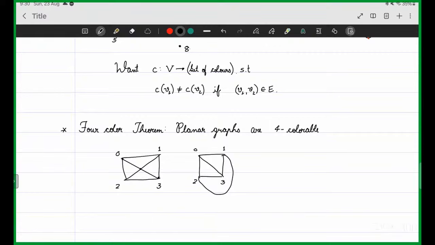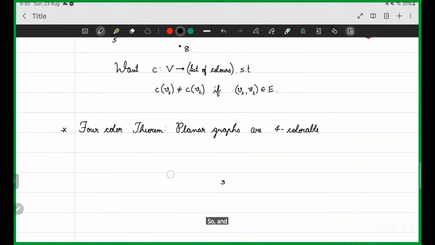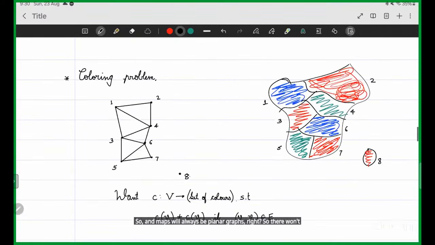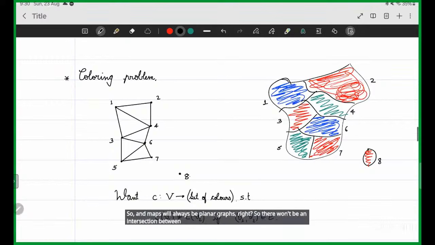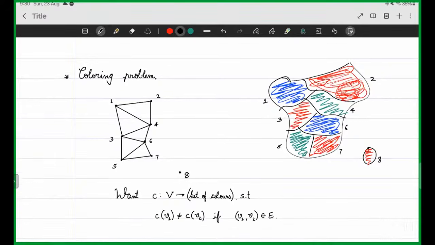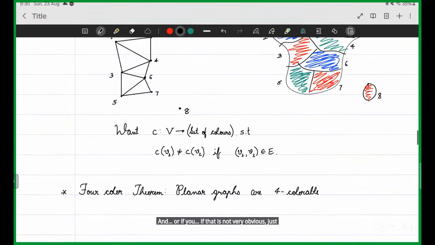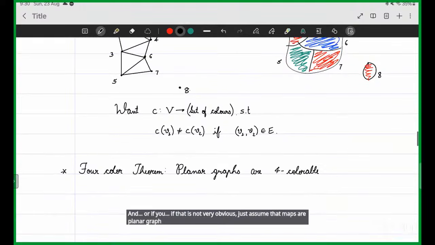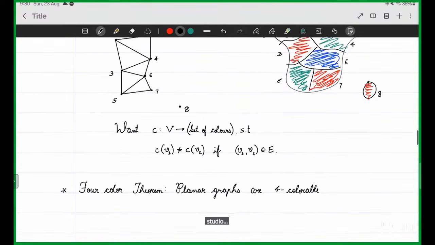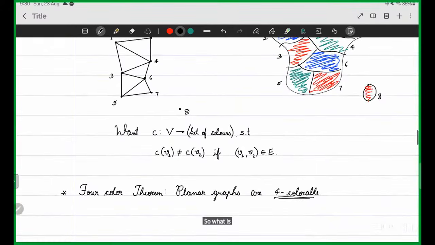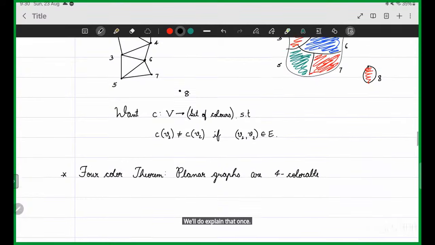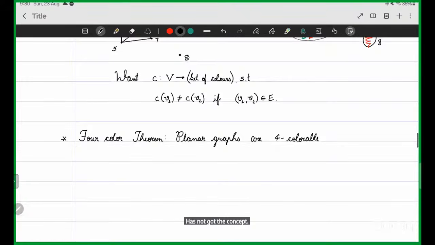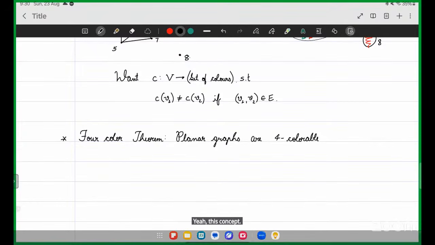And maps will always be planar graphs, right? So there won't be an intersection between two edges. Or if that is not very obvious, just assume that maps are planar graphs. So planar graphs are 4-colorable. What is 4-colorable? Could you explain that once? Yeah, this concept. So okay, 4-color theorem.